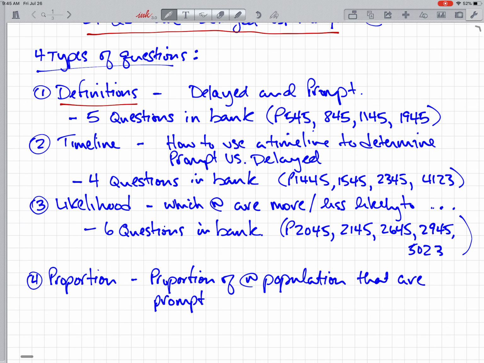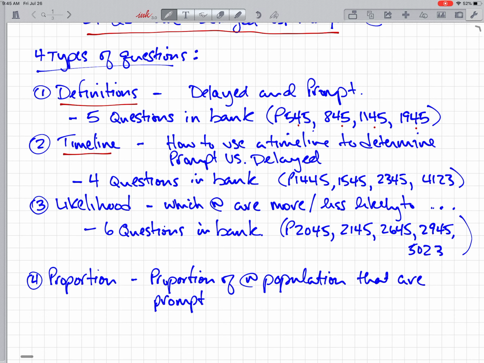Number one is definitions: the definitions of delayed versus prompt neutrons. There are 5 questions in the bank of that. P545, 845, 1145, and 1945. Those are question ID numbers for PWRs. So you'll have to know a certain few things about the definitions of prompt and delayed to answer those questions.